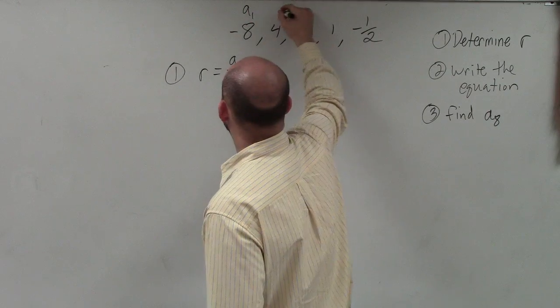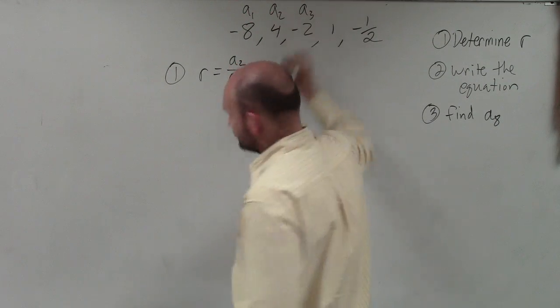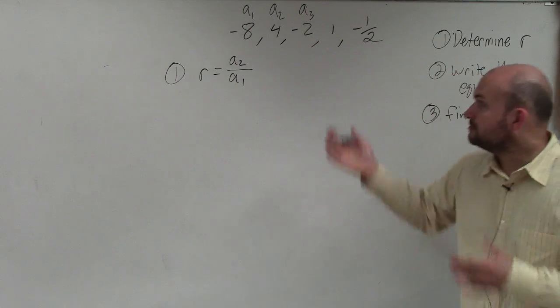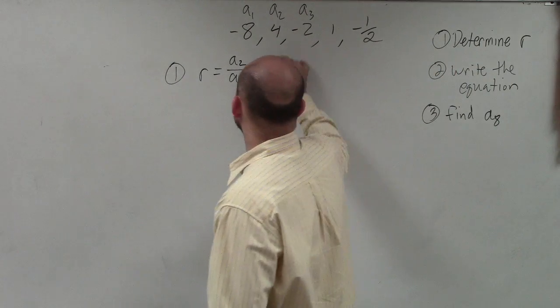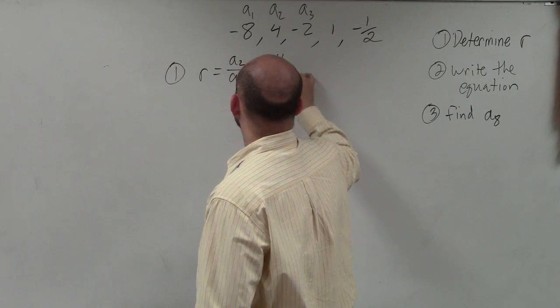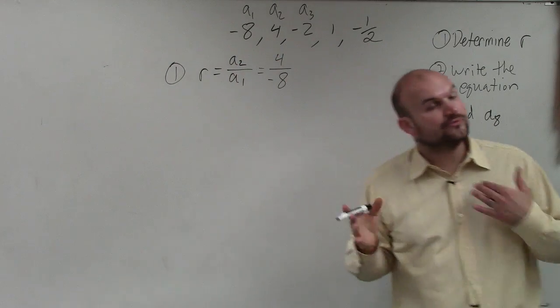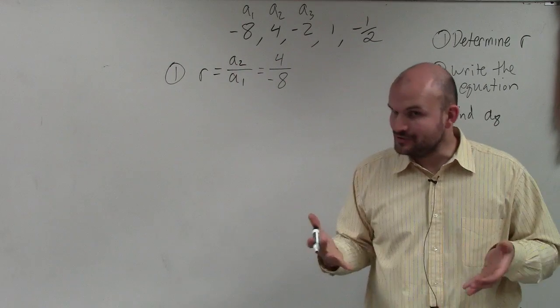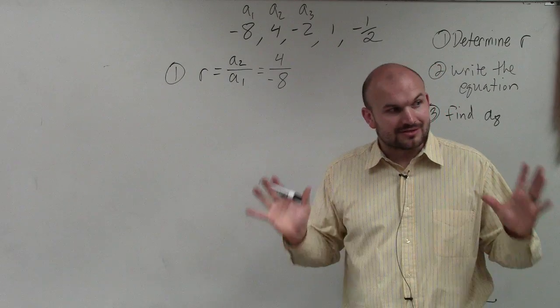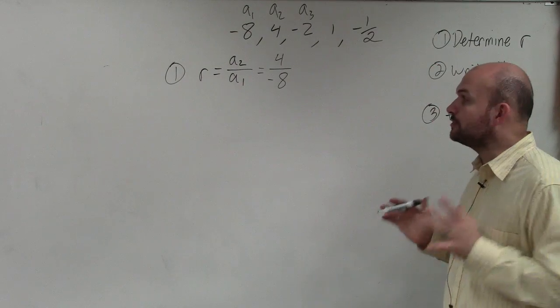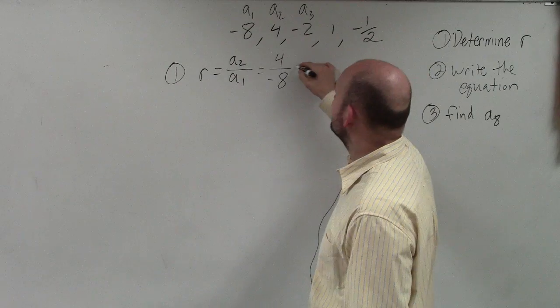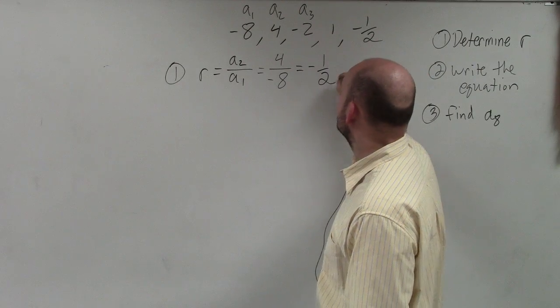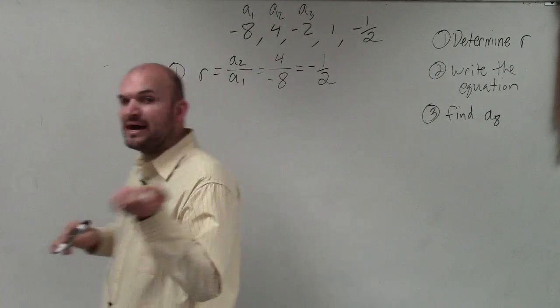Well, here's a1, here's a2, here's a3, and so forth. So when identifying r, all I'm simply going to do is take 4 divided by -8. Now, you could rewrite that as a decimal, but I'm telling you guys, keep fractions. It's much easier to work your problem through with fractions. So therefore, this becomes -1/2. That is now my r.